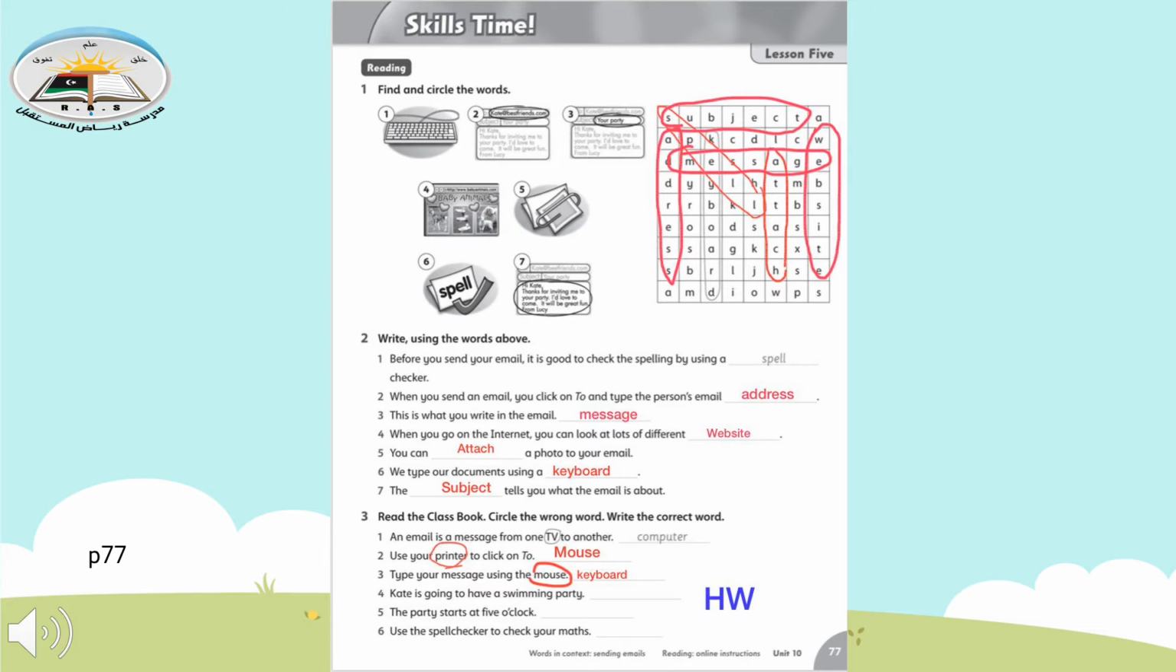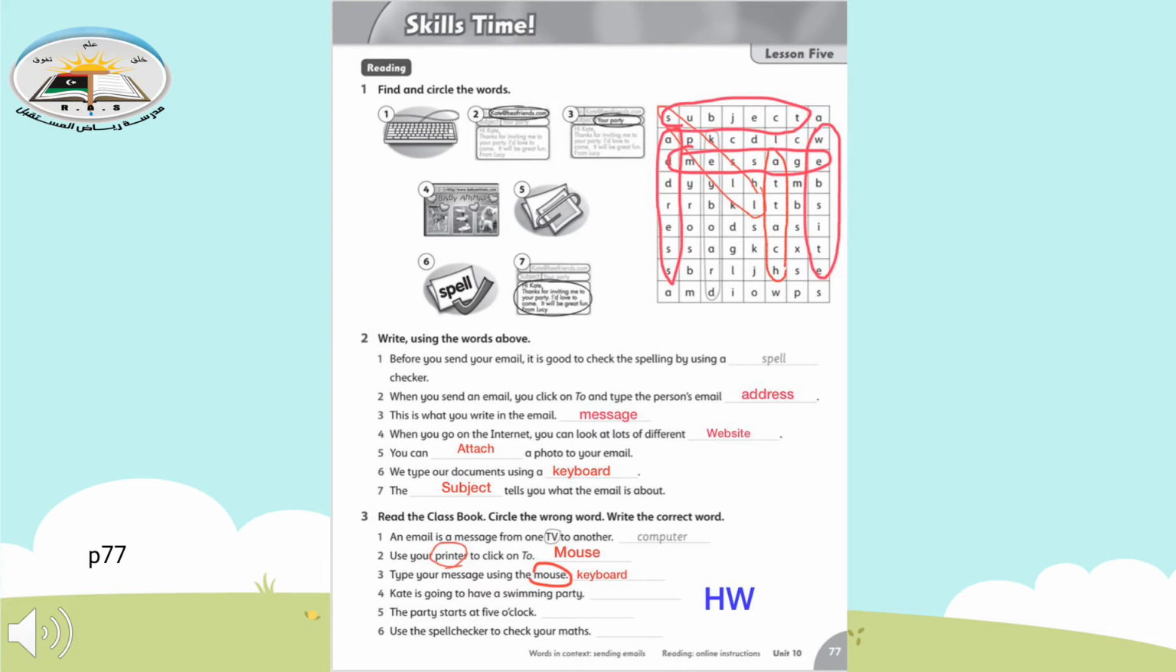Open your workbook on page 77 and let's answer the questions together. We have lesson 5, reading. We're going to answer reading questions. Our first question is find and circle the words. We have 7 words. We need to find them in the box. Now, I'm going to read the words for you and you will find them in the box yourself. You can find the answers attached with the picture in front of you.